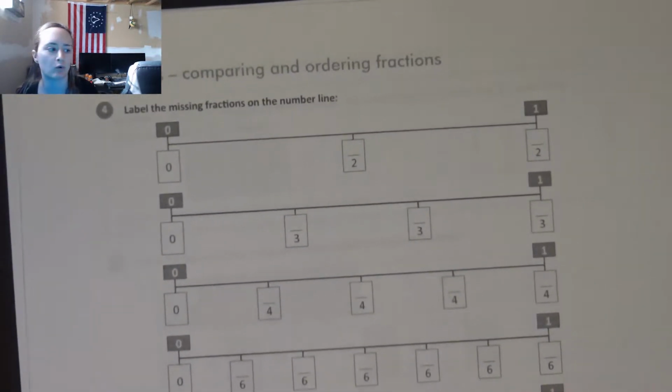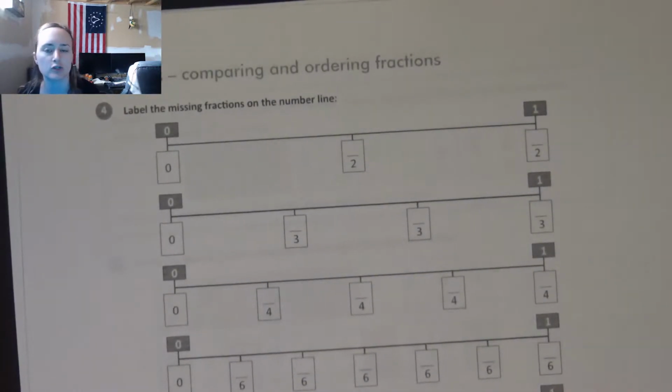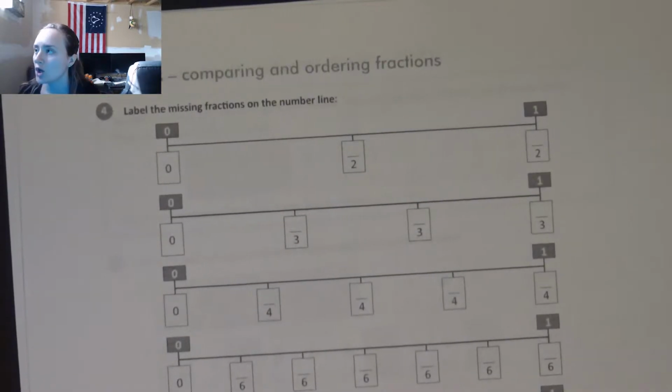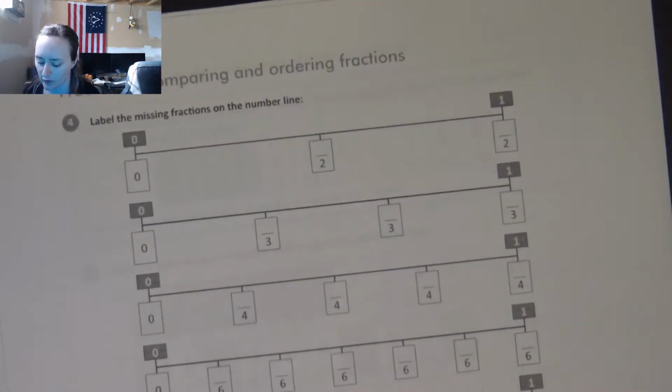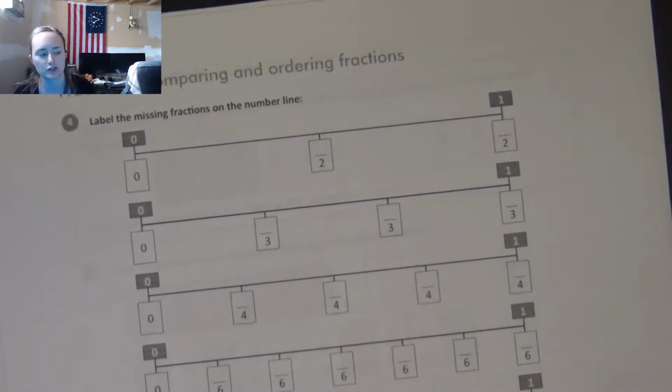I'm only going to do about one or so questions from each section, so that way you can see how to do it, and then the rest will be up to you to do. So the first one is comparing and ordering fractions. We're going to label the missing fractions on a number line.